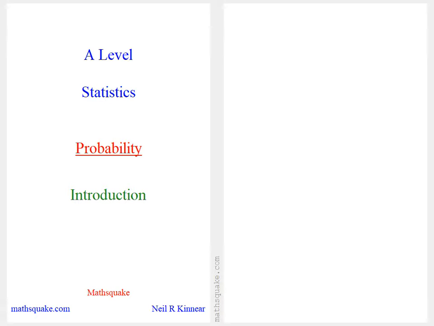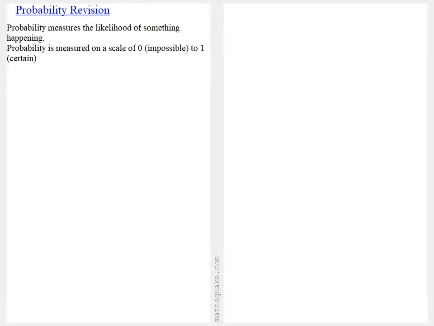A-Level Statistics, An Introduction to Probability. Let's have a quick review of GCSE probability. Now, probability measures the likelihood of something happening. And probability is measured on a scale of 0, which is impossible, to 1, which is certain.